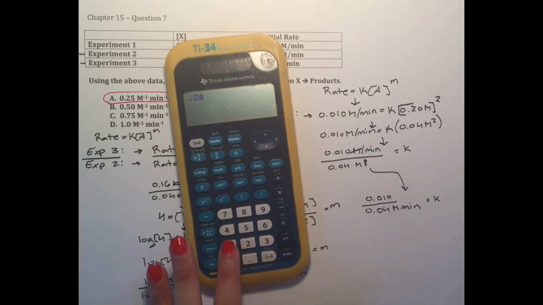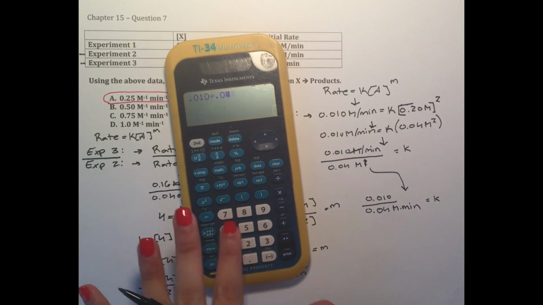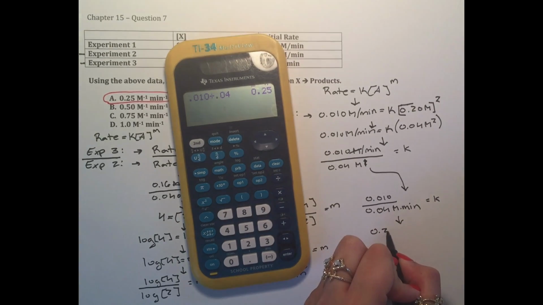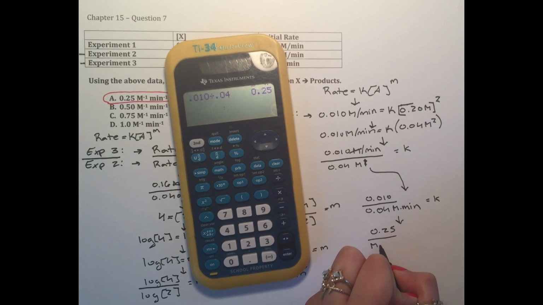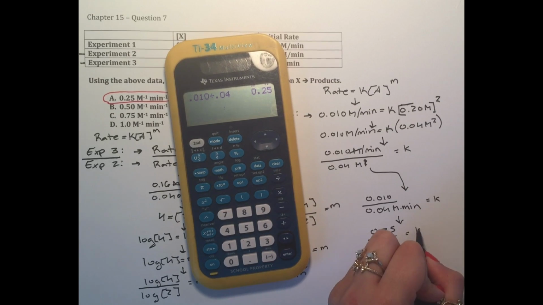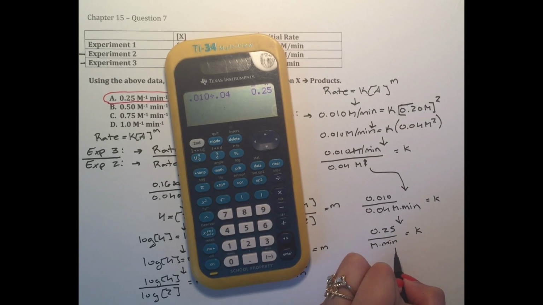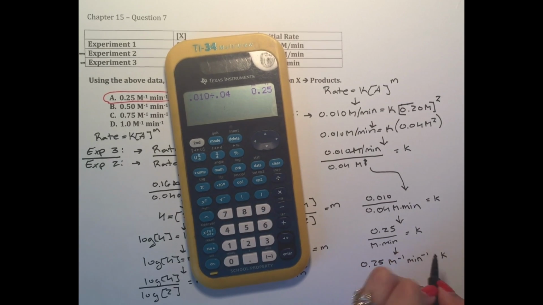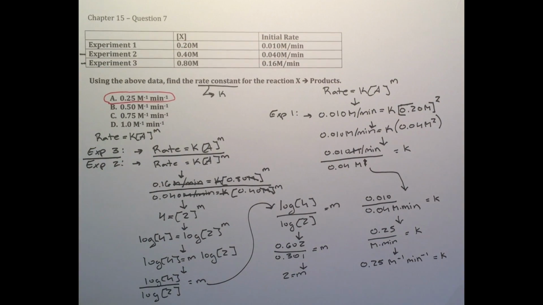And let's just solve. The answer we find is 0.25 over molar times minute equals K. And another way to write this is 0.25 molar to the -1 minutes to the -1 equals K. So now we have solved for our rate constant K. It matches the answer that we were given. And I hope this was helpful.